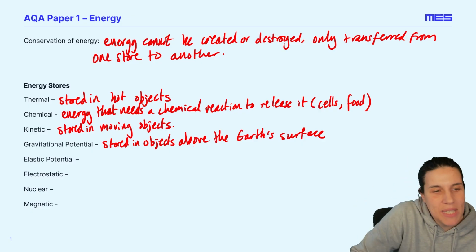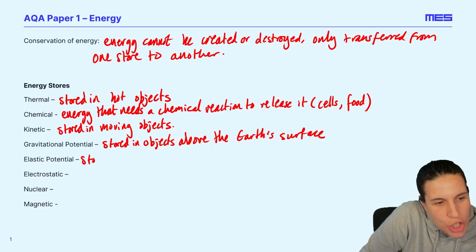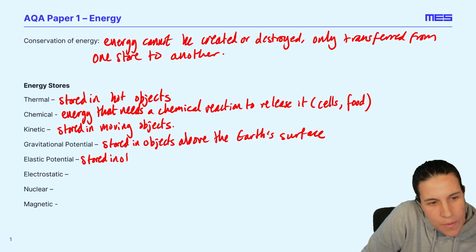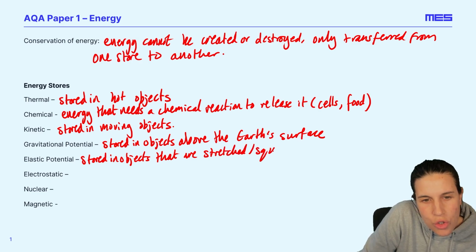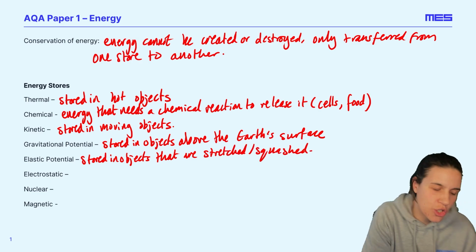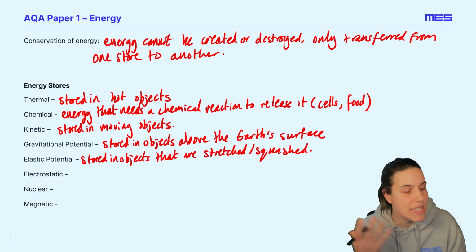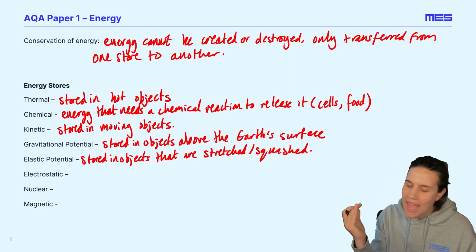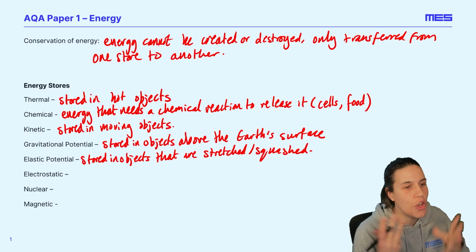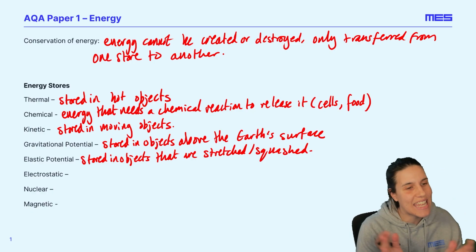Next up is elastic potential energy, which is the energy stored in objects that are stretched or squashed. So objects that are stretched or squashed, like a spring, something like that, or an elastic band. When we stretch it, we're storing energy. When we let go, that energy will be transferred to a different store, normally kinetic energy.